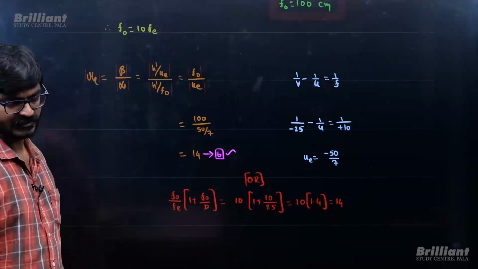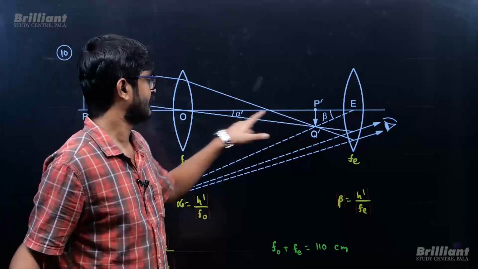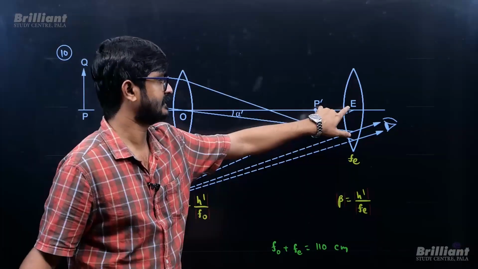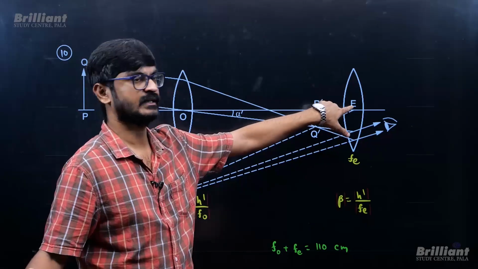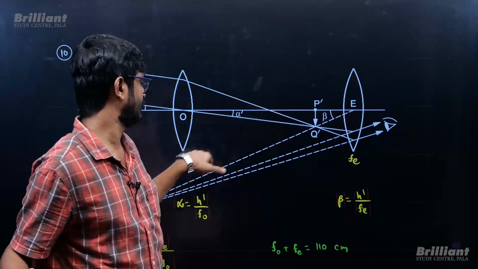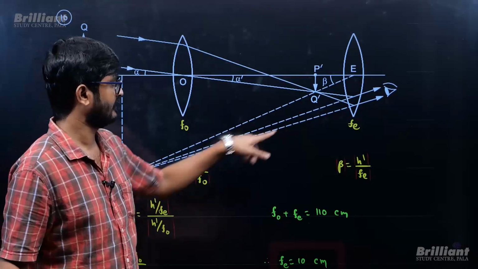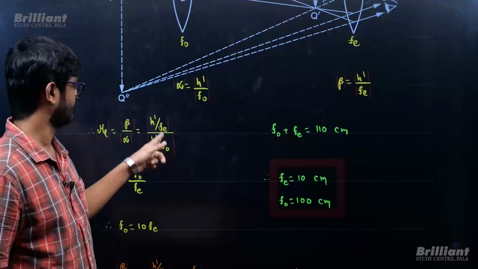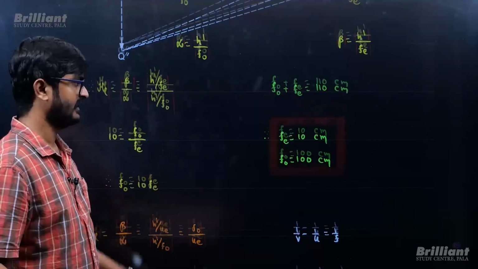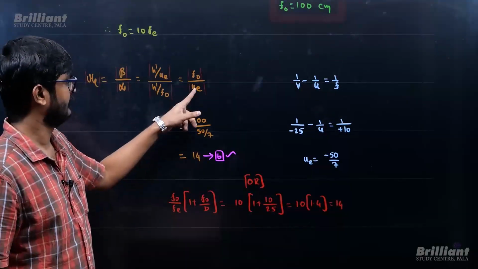In the next part, again I can go with the same thing. Angular magnification is this angle by this angle, this height by this distance. Now this distance is going to change. Let me call it UE, object distance for eyepiece. But this distance is going to be same, which is f0. So alpha is going to be h dash by f0, beta is going to be h dash by UE. So when I take the ratio, I will be getting f0/UE. Basically I need to find UE.